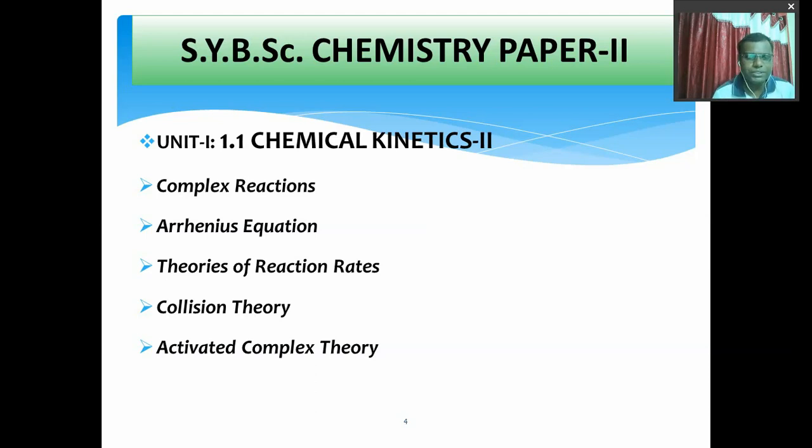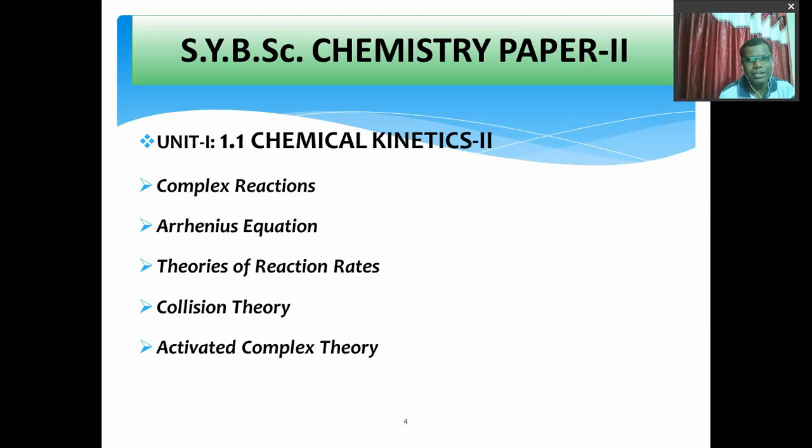So in the SYBSc, in the chemical kinetics, which is included in chemistry paper 2, we are going to discuss the rate of reaction. But this rate of reaction that we are going to study is not for the simple reaction. We are going to study the rate of reaction for the complex reaction. What is a complex reaction and a simple reaction? Definitely it is most important to understand.